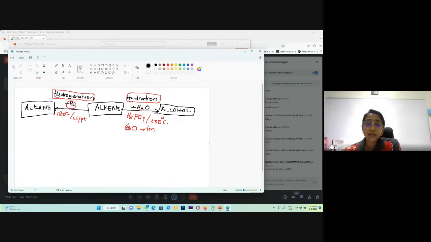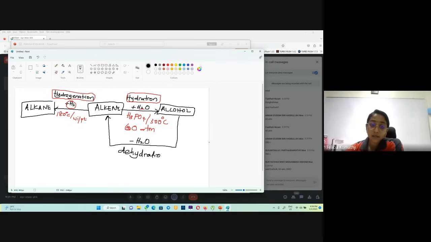And then there's another backward reaction. From alcohol, you can prepare alkene. That means you are eliminating out water. You take the water out, you go back to alkene. So forward is hydration; when you take it out, you call it dehydration. For dehydration, we use porcelain chips, or you can use aluminium oxide.